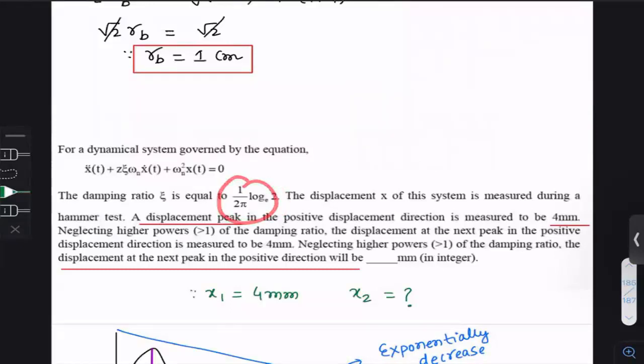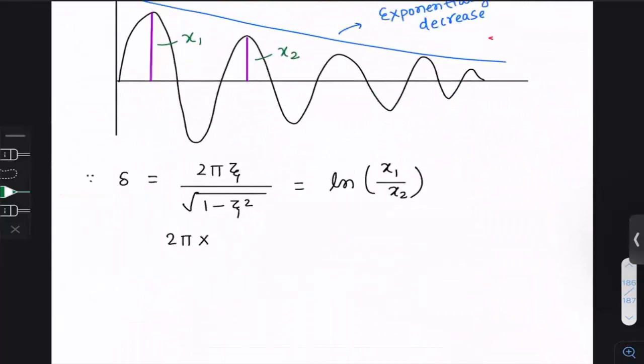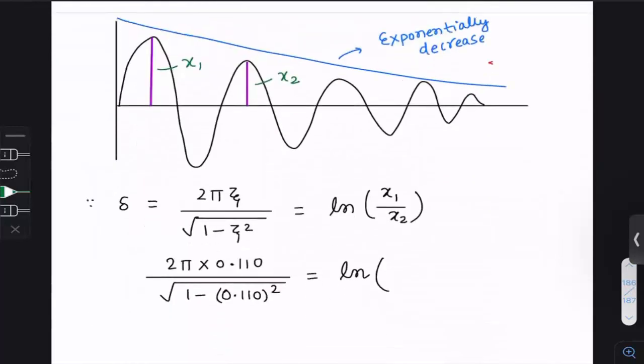So please solve this, everyone. 1 by 2 pi ln 2. What we are getting, ln 2 divided by this, we are getting 0.110. So 0.110 upon root under 1 minus 0.110 square is equal to ln x1 by x2. x1 is 4, so ln 4 by x2.